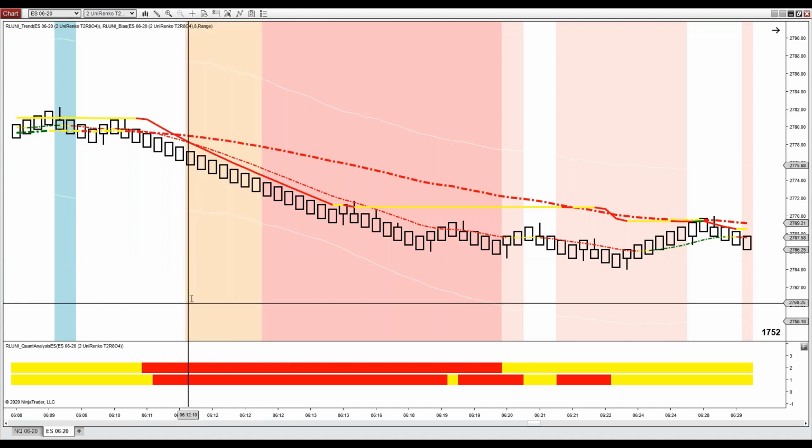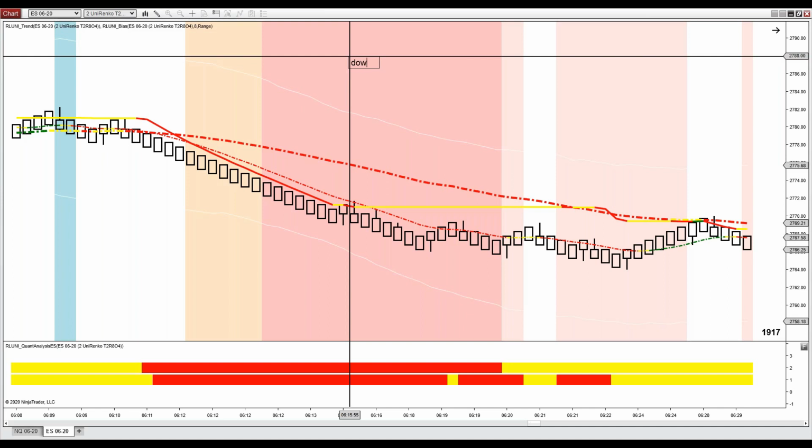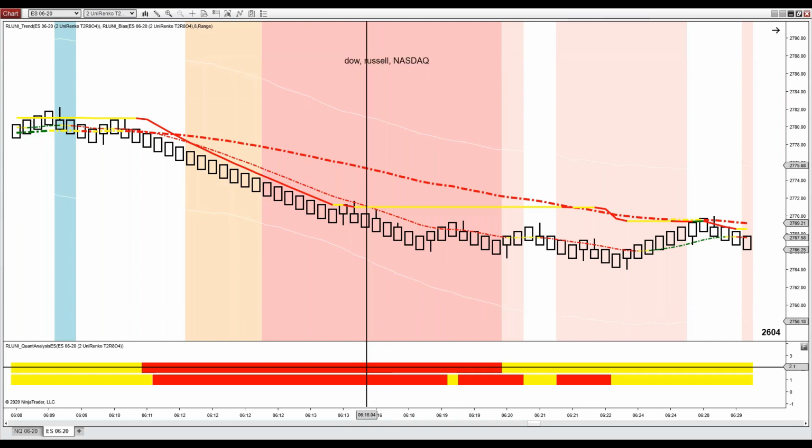And they're looking at the Dow, the Russell, I spelled that right. I may not have, but I think you know, and the NASDAQ. Now, this is the faster assessment.